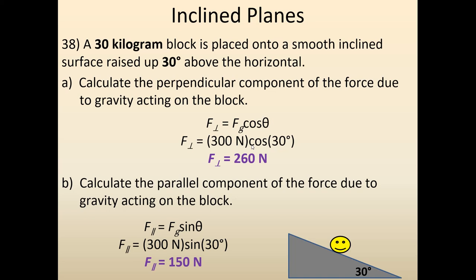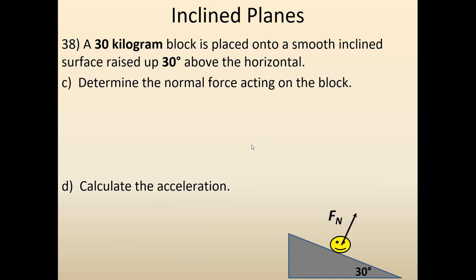All right, for part C, we want to do a quick little FBD again. So here's what our forces look like. If we look at this, the normal force is opposite the perpendicular. So what we're going to do is sum the forces in the perpendicular direction. Fn minus F perpendicular equals 0. So they have to be equal. Therefore, Fn is 260.